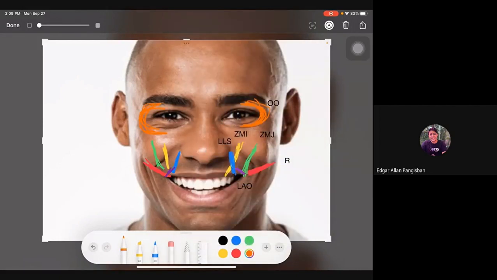Okay, so a total of how many muscles are contracting when you are smiling? How many muscles are contracting when you are smiling? Oh, ilan guys? Bilang yun na. How many muscles are contracting when you are smiling? Is it 6 or 12?